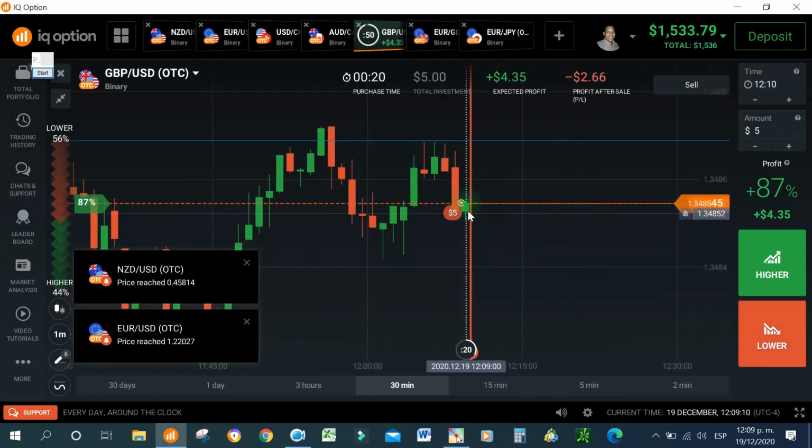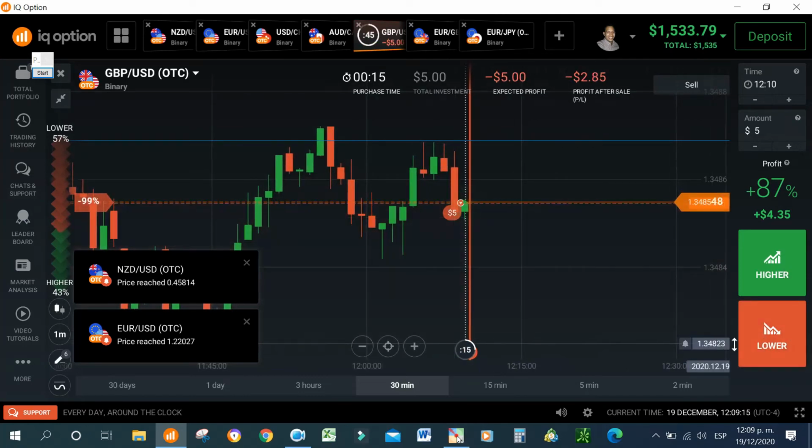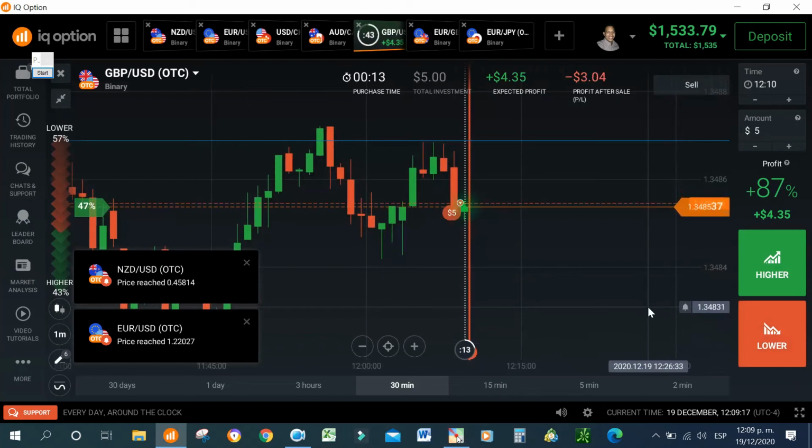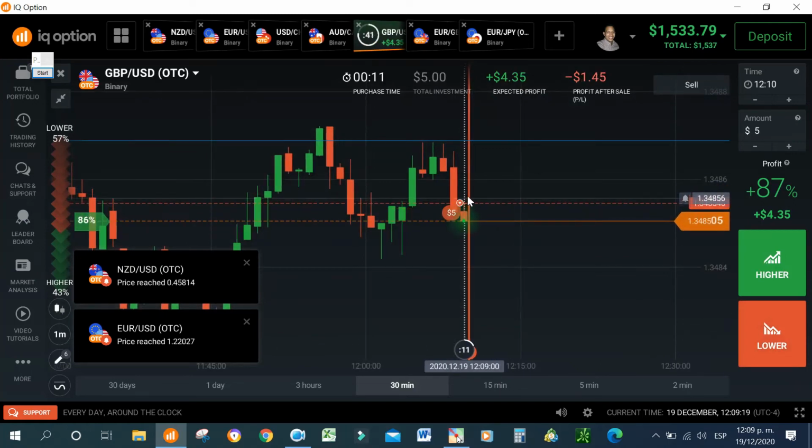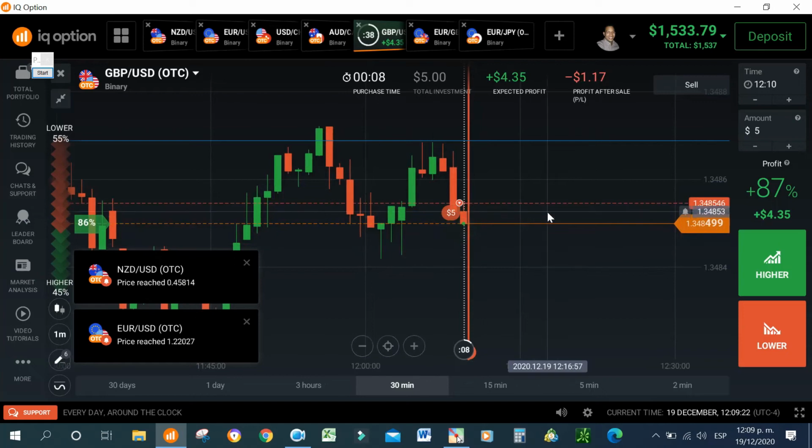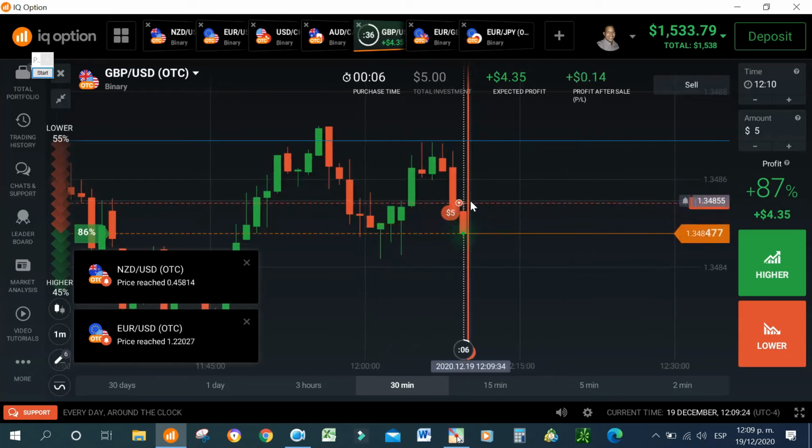For me, a good entry point, if I'm going to trade to the lower or to the downside, I like to take the best price, and the best price for me is the higher price.